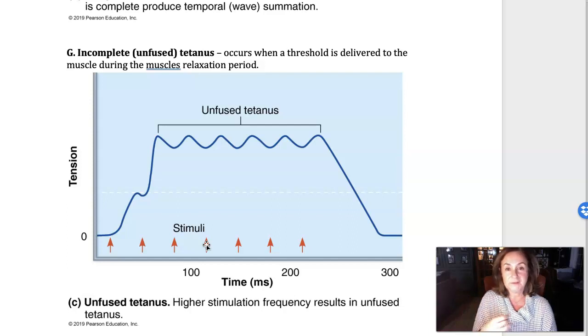That's what allows us to stand, right? To sit, to write, to do the things that we do. We're not operating in individual contraction and then a full relaxation.